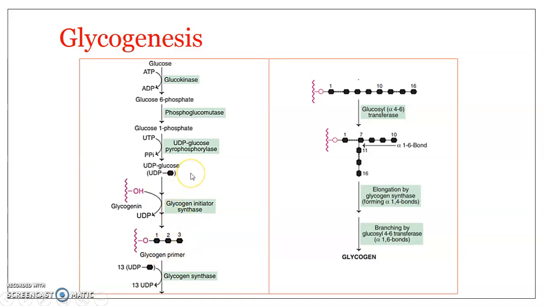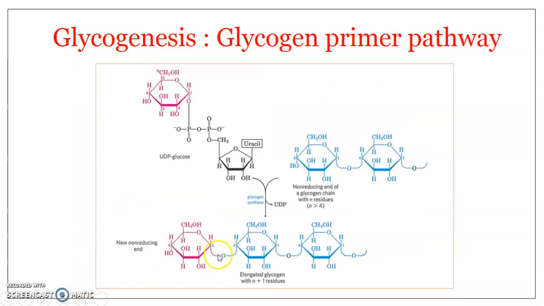The glucosyl residue on the UDP glucose is transferred to the terminal glucose residue at the non-reducing end of a glycogen chain. This is a very small glycogen chain, which is considered a glycogen primer, and this will result in the formation of an alpha 1,4 glycosidic bond between carbon 1 of the new glucosyl residue and the 4 hydroxyl. Here you can see this will be better.